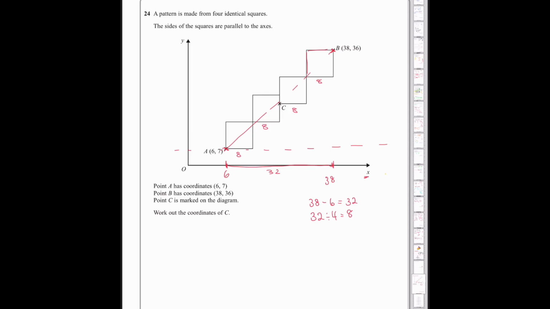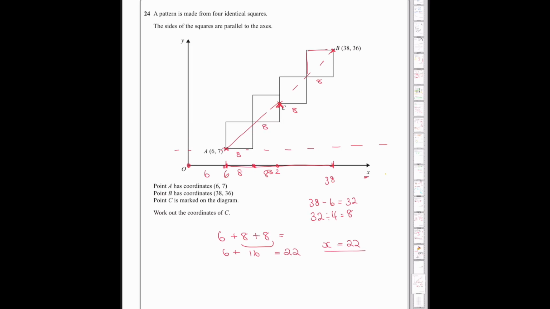So, if they're all 8, then I can work out what my x-coordinate would be for C. Because I know that going from 0 to there is 6, going from there to there is 8, and going from there to there is 8. And that gets me to my x-coordinate there. So 6 plus 8 plus 8. Well, that's 16 plus 6 is 22. So x must equal 22.